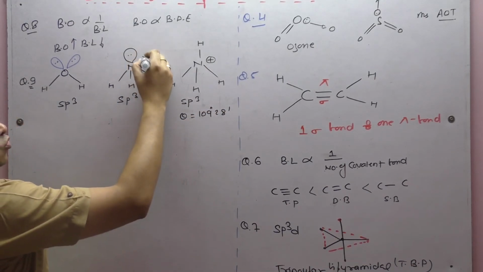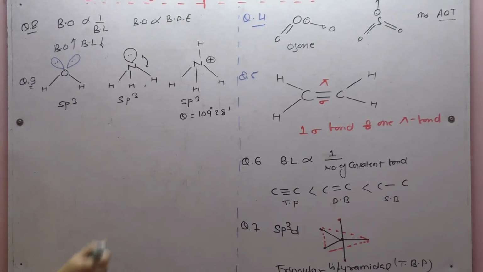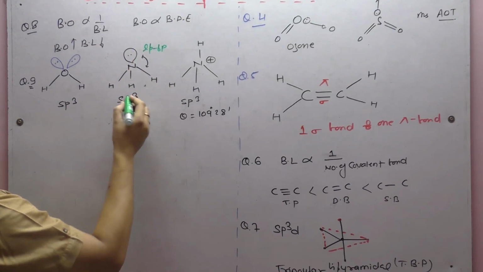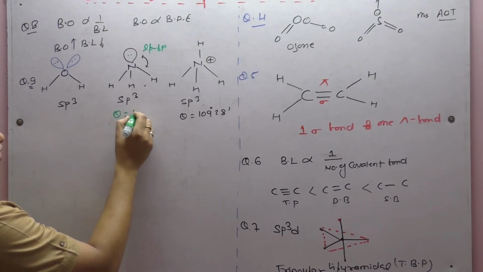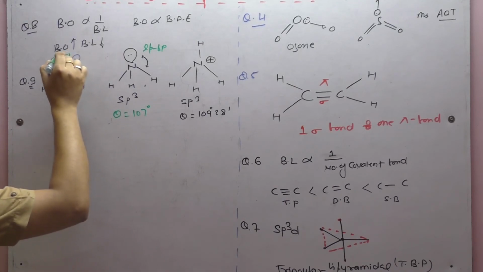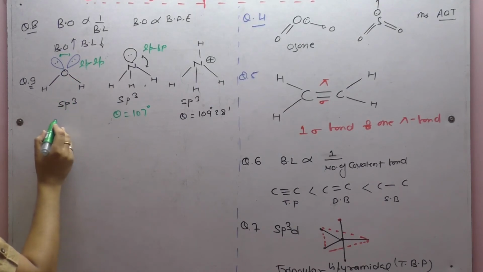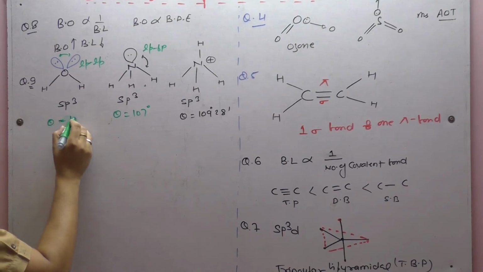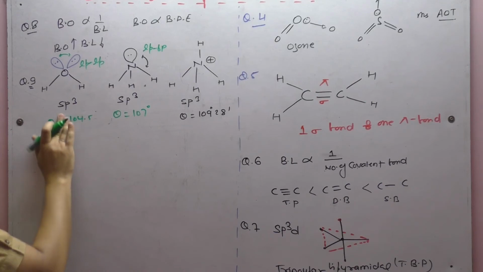In the other cases, due to lone pair and bond pair repulsion, the bond angle will be less than 109 degree 28 minutes. So in the case of ammonia, we have bond angle 107 degree, and in the case of water, due to the presence of lone pair-lone pair repulsion and lone pair-bond pair repulsion, theta is simply equal to 104.5 degree.